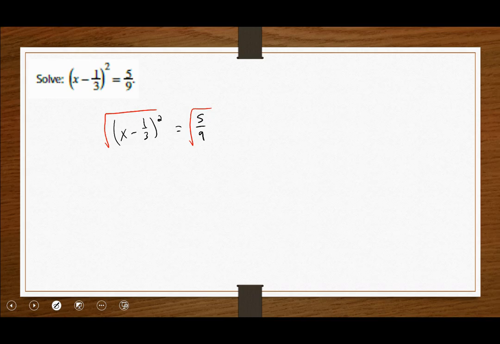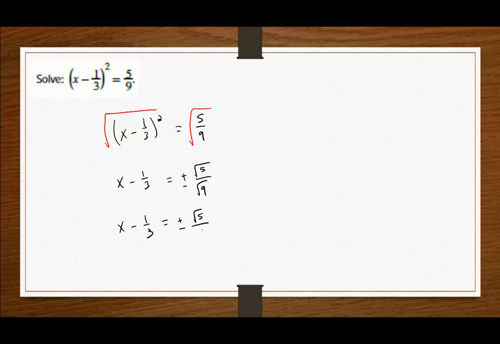So while the exponent and radical cancel each other out on the left-hand side, leaving me with x minus 1/3, on the right-hand side, I'm going to have plus or minus whatever the square root of 5/9 would be. Again, we can separate this using the quotient rule into two parts. Square root of 9 in the denominator, square root of 5 in the numerator. Simplifying this expression would mean leaving the numerator as is, but reducing the square root of 9 to 3.